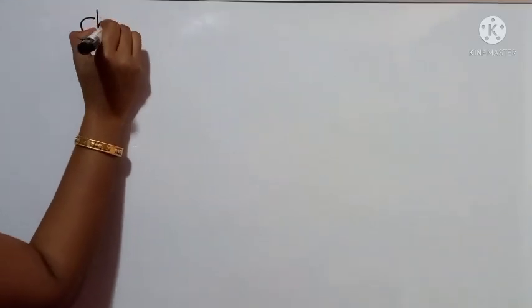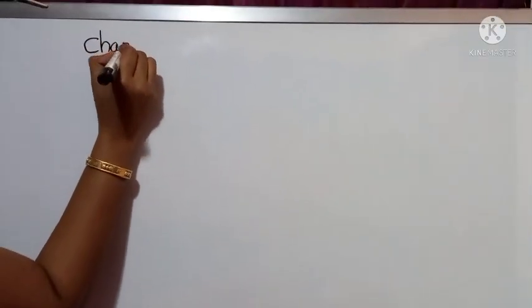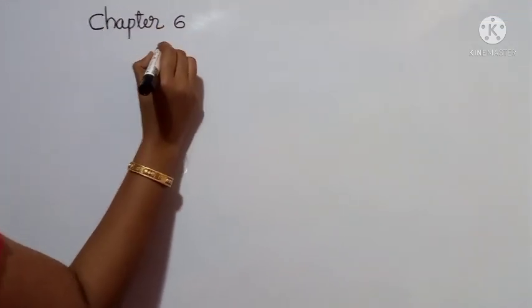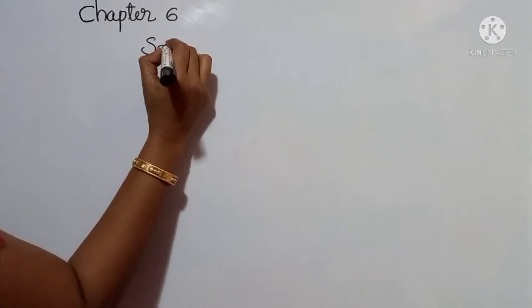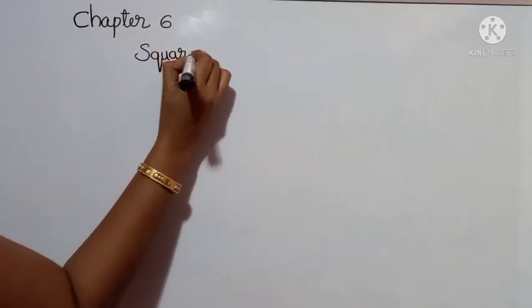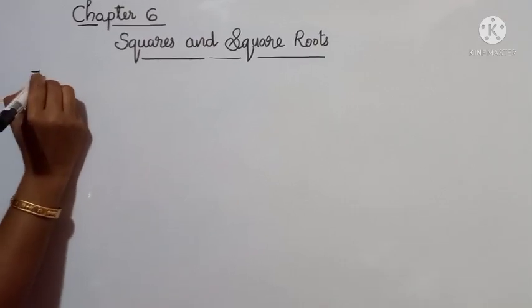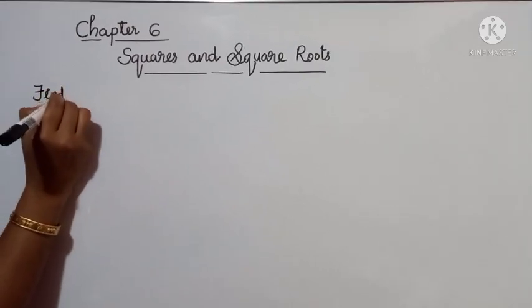Hi children. In this video you can understand how to find the square root through prime factorization in your textbook, chapter 6, squares and square roots. Finding square root through prime factorization.